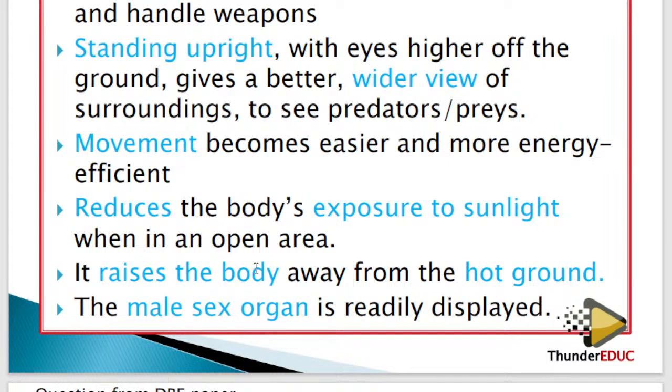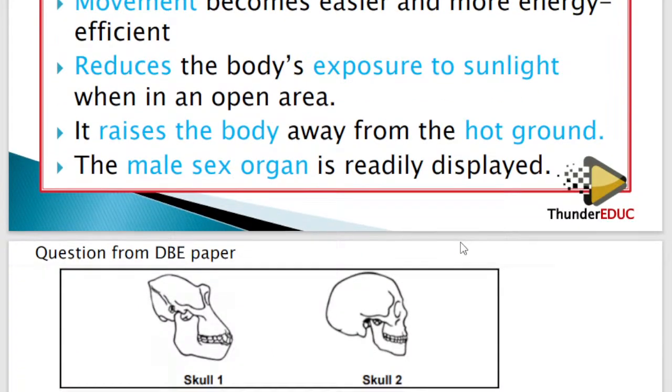When you're walking on two limbs, imagine, you can show your sex organs. Yes, sex organs are displayed so that they can see it. Who? I don't know. Anyway, that's science. That's not me.